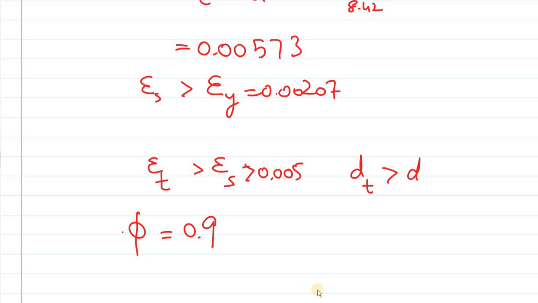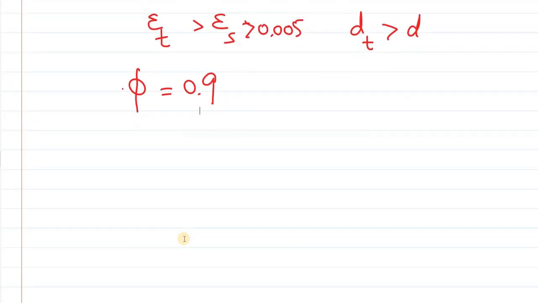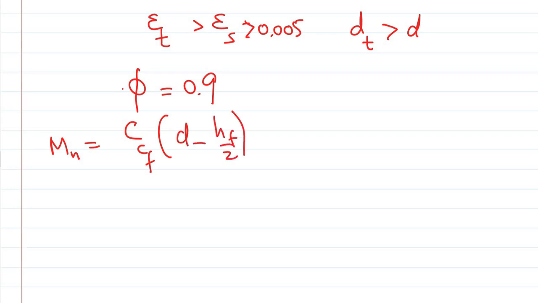And the last step now is to calculate Mn value. So you can now calculate Mn based on what we have already discussed. So Mn would be equal to CCF into its lever arm, d minus HF by 2, and then you have the contribution from CCW, which is d minus a by 2.